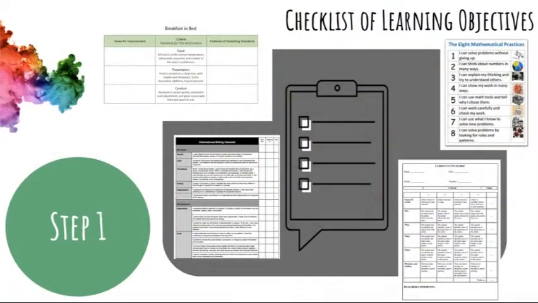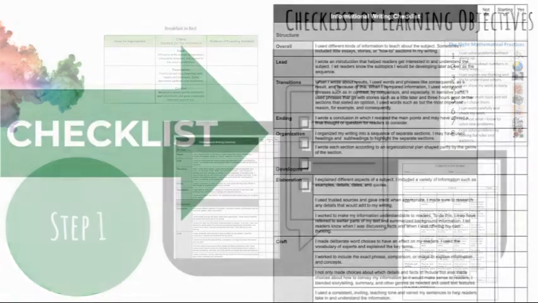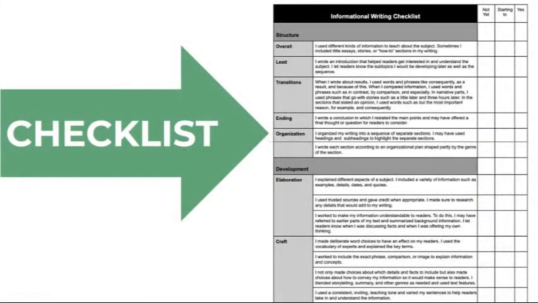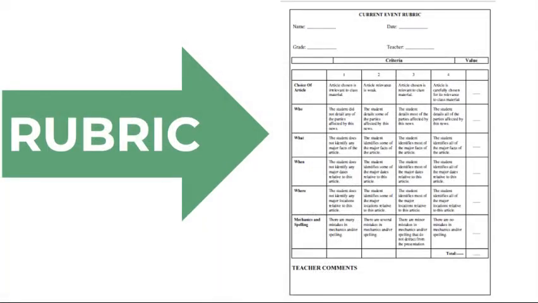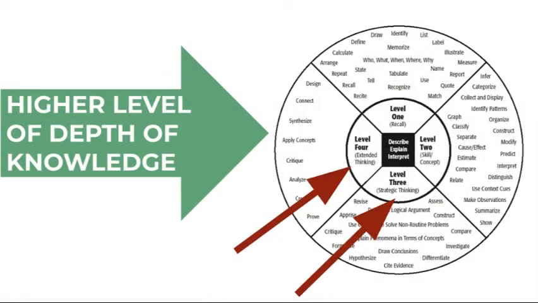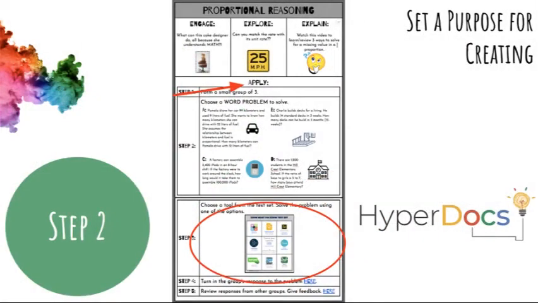Step number 1, create clear learning objectives. Designed with the end in mind. What is it that you want students to know and be able to show you that they understand? Include a checklist or a rubric to measure student progress. Give students access to the learning goals early on in the HyperDoc so that they are aware of what they will need to do.